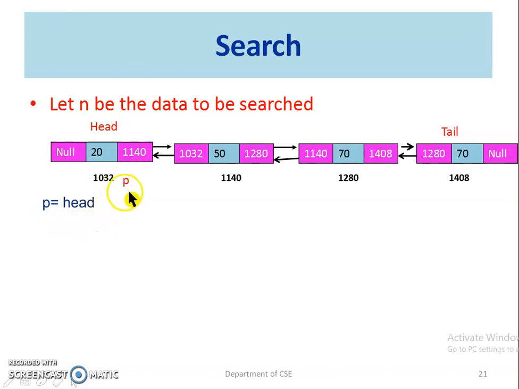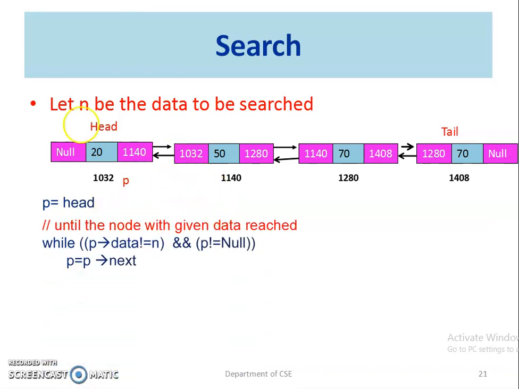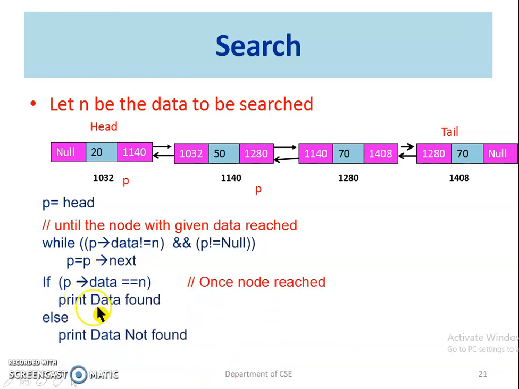Make the pointer p traverse through the list until the data given is found or the end of the list is reached. This is done by progressing p to p.next. And each time p.data is also checked. If the data to be searched is found, then print the data found. Else print the data is not found.